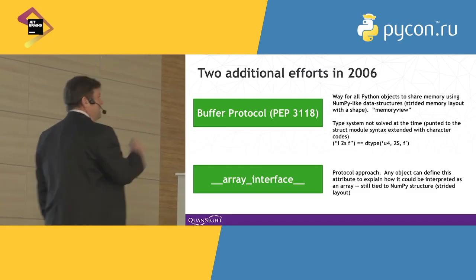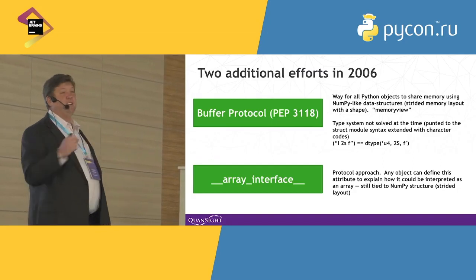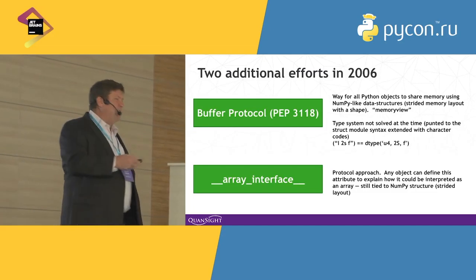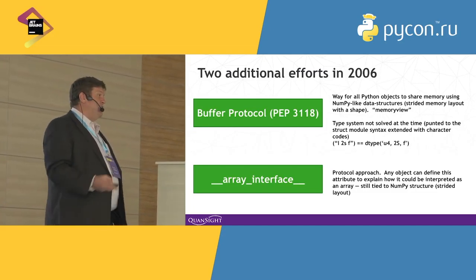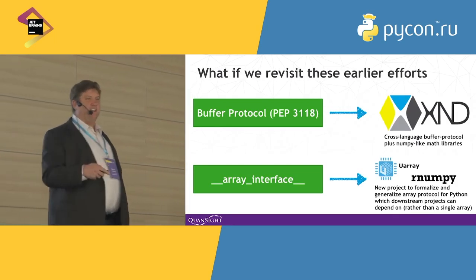And so I'm starting to see people do things with memory views. I saw the Python group, for example, use memory views really effectively. So we did that, and then we also did something called array interface, dunder array interface, use the protocol methods to come up with our notion of what an array is. So what if we revisit these earlier efforts and kind of amplify them?